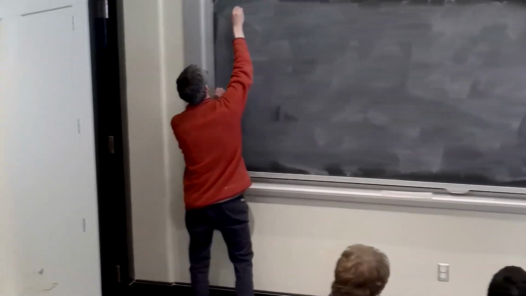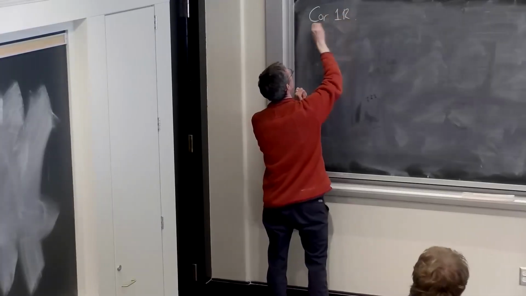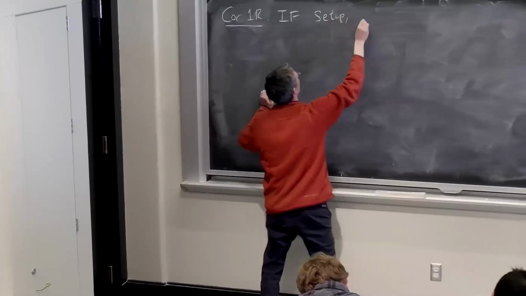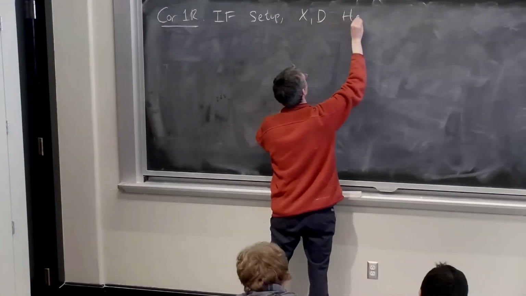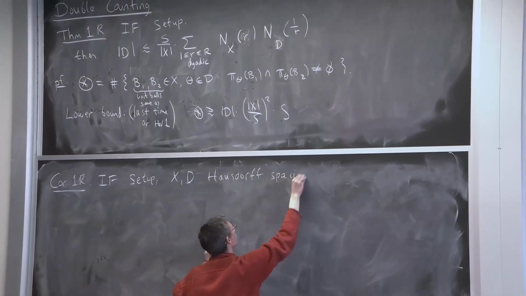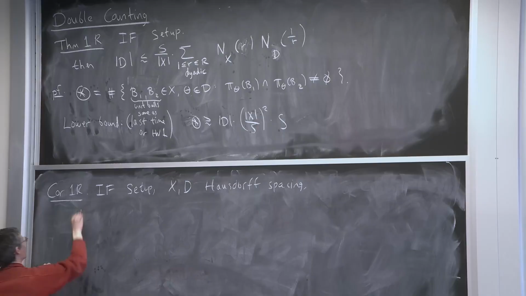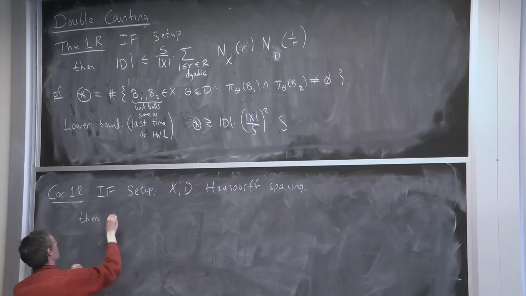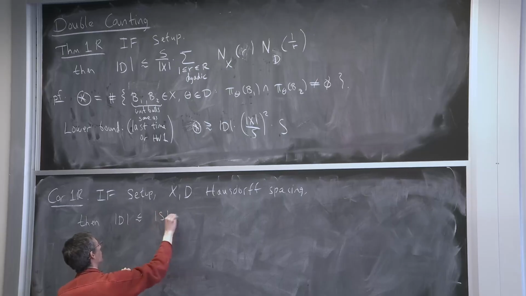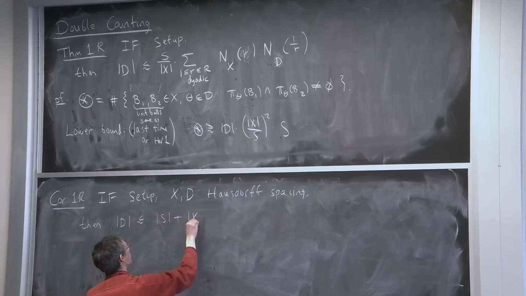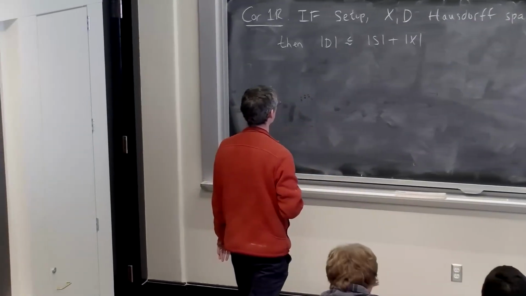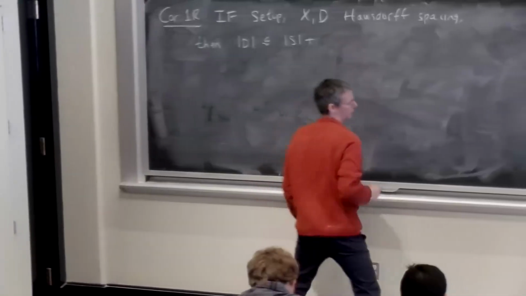Okay, so corollary 1 real is that if we have the setup and x and d have Hausdorff spacing, then we get a simpler inequality which matches quite well what happens in finite fields. Then d is bounded by s plus x. No, hold on. Let me check.